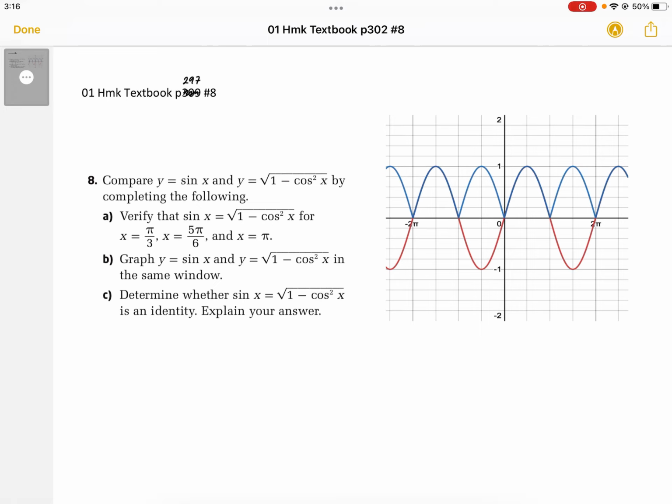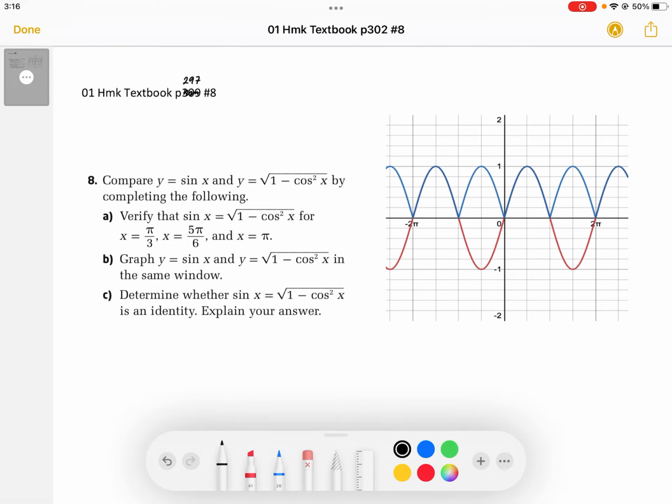So if we put this into our calculators, this will work for all values. Okay, so this is true. Okay, so this is going to work for A, true for all values.